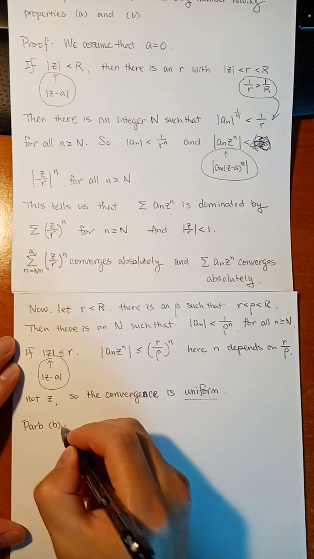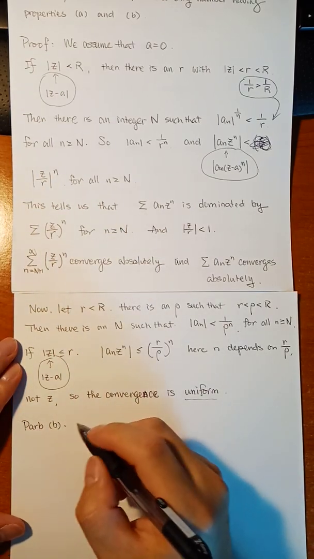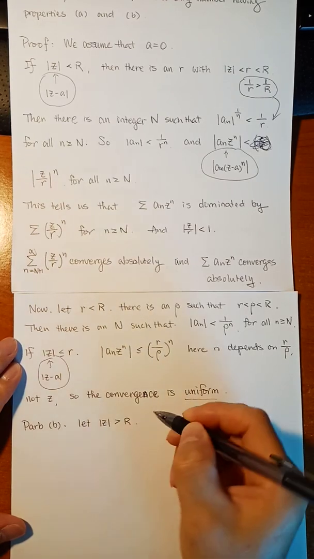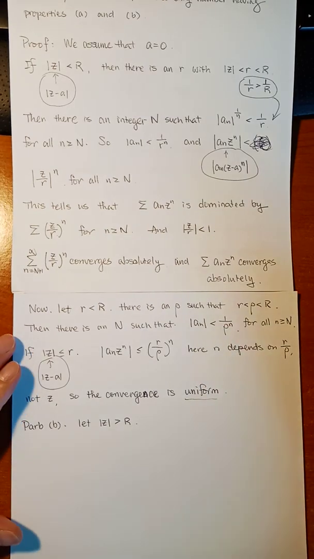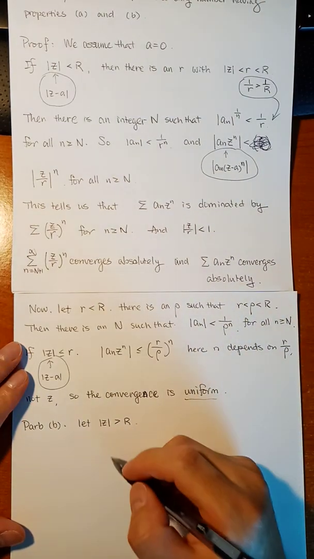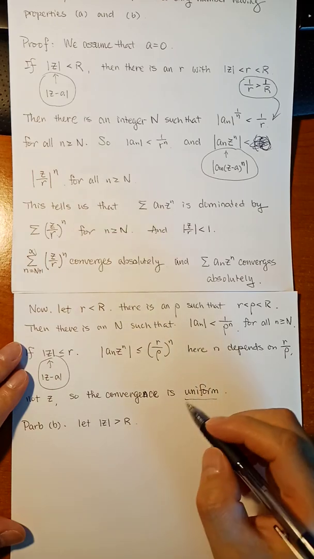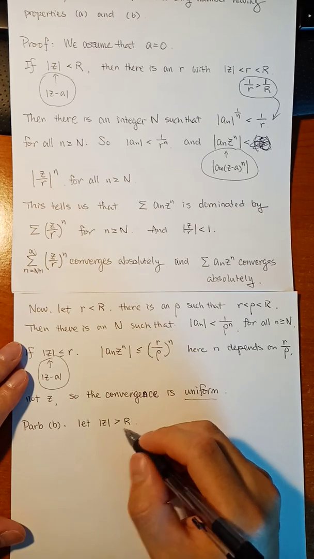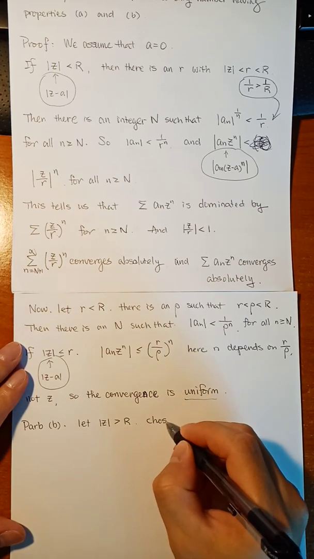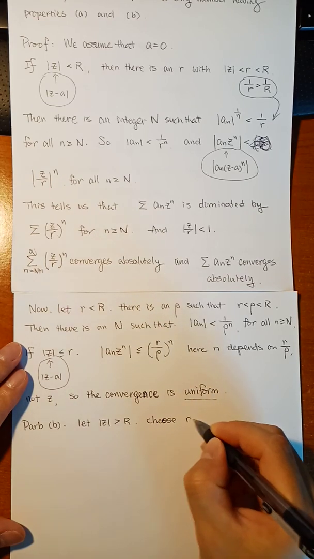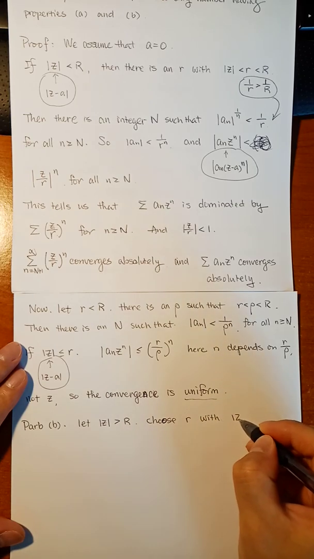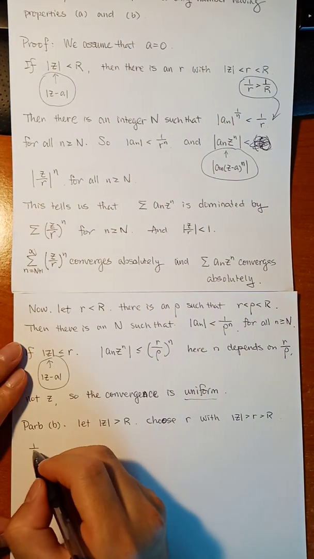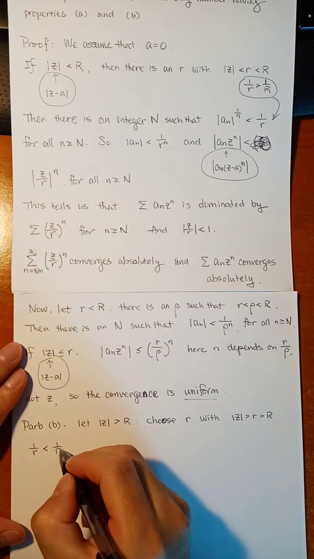For part B, we're going to show it diverges. Why does it diverge? So let the absolute value of z be greater than r. And again, between two numbers, there's a third number. Choose r with the absolute value of z greater than r, greater than capital R. And then we get 1 over little r is less than 1 over capital R.